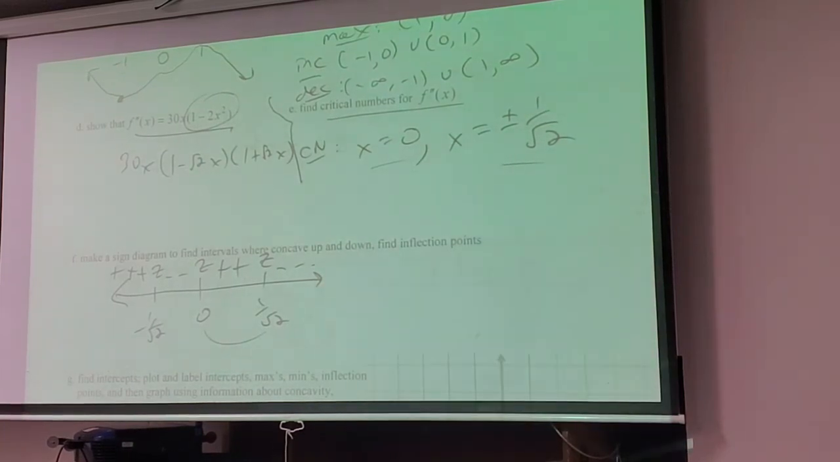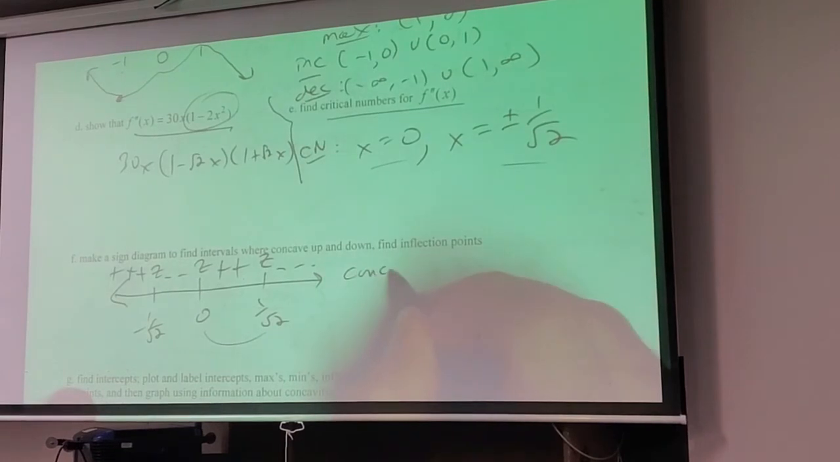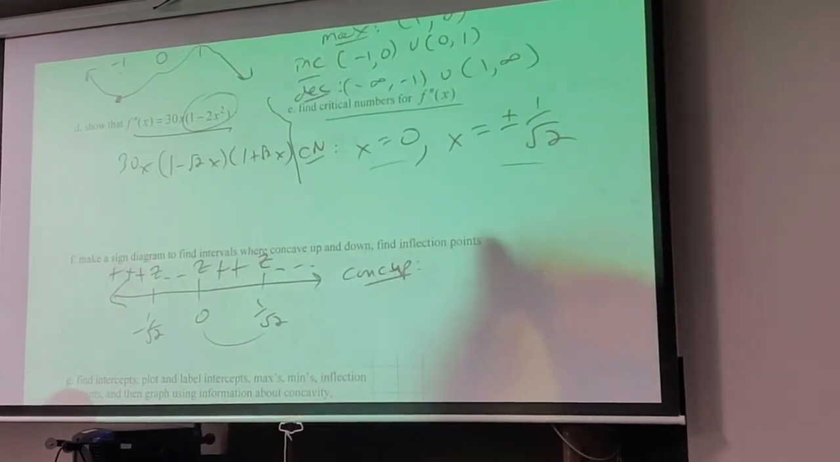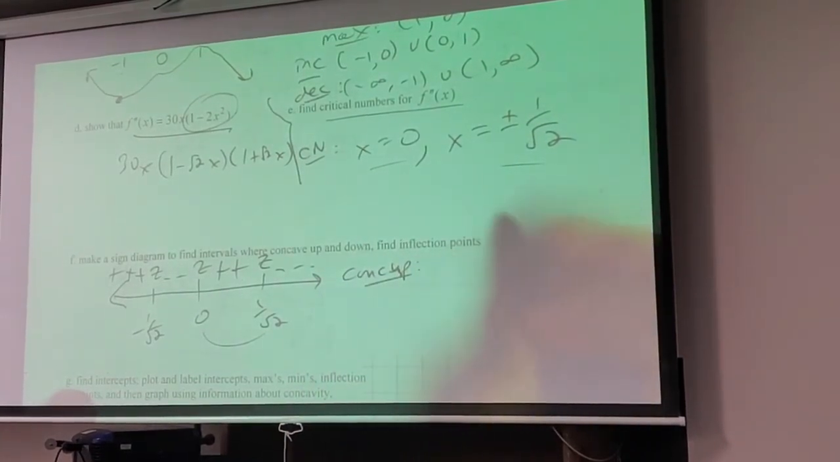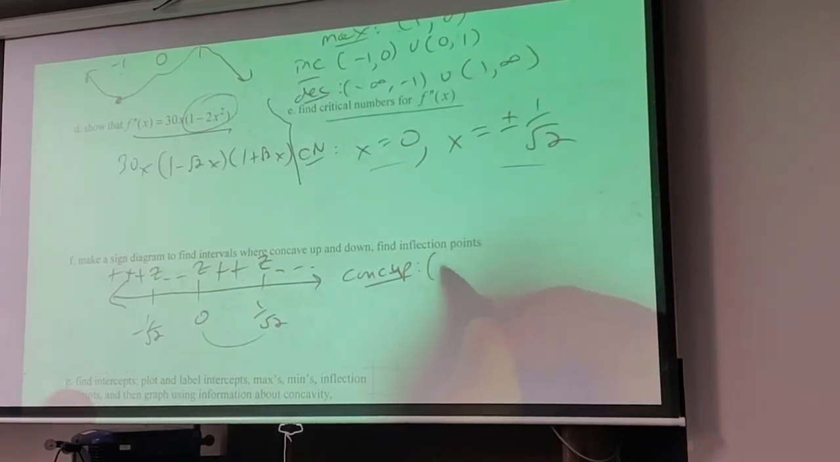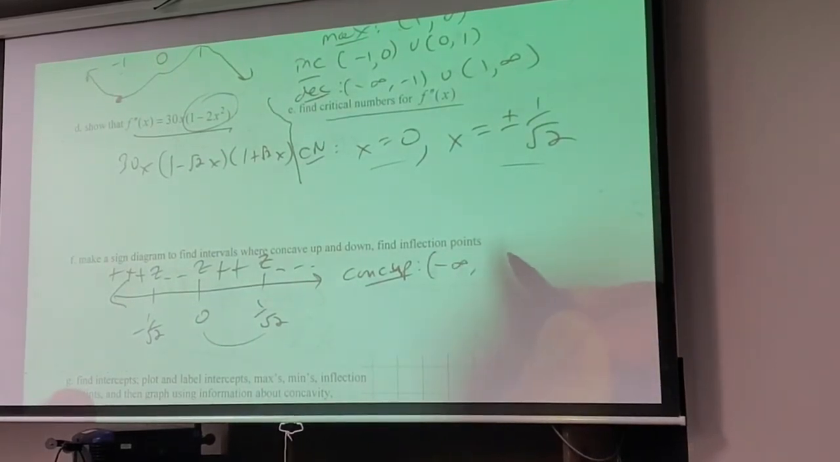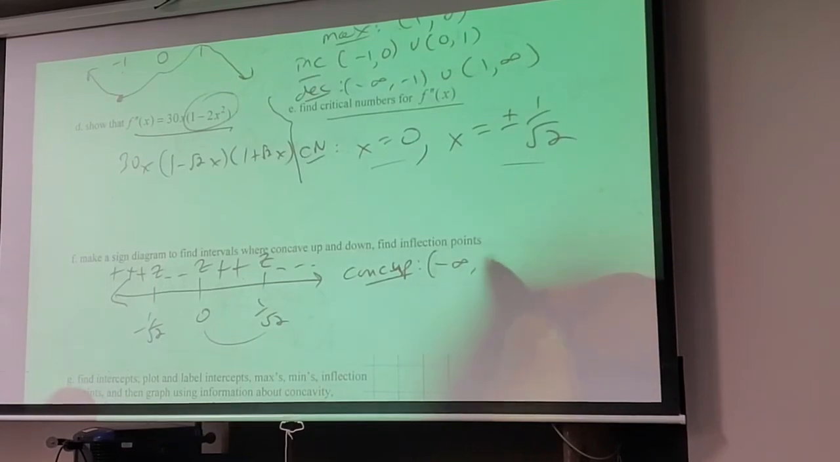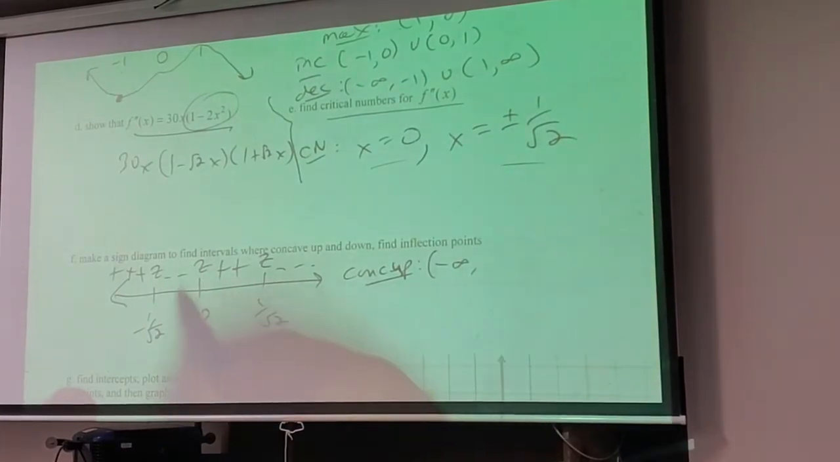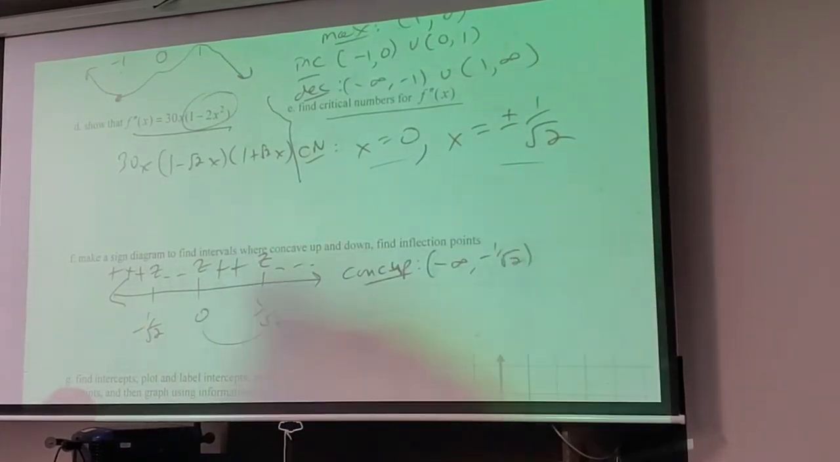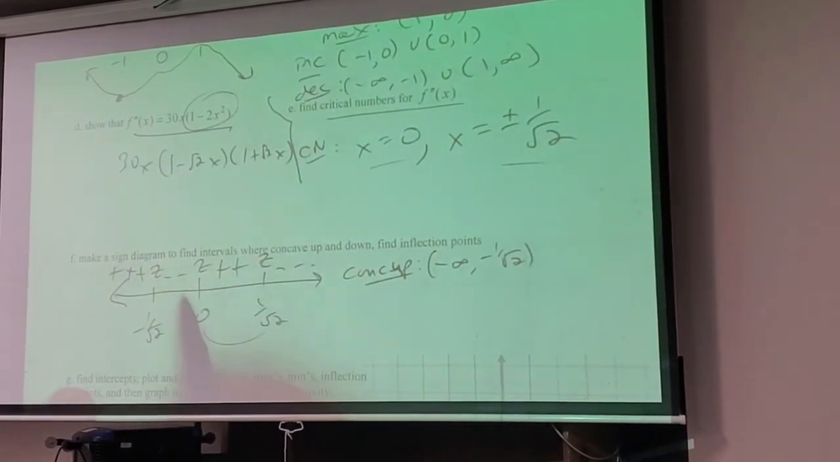All right, so what does this mean? Where is it concave up? From what to what? Infinity to 0. Negative infinity to what? 0. No. Yeah, negative 1 over rad 2, because then it becomes concave down here, right? I guess. What do you mean, yes?